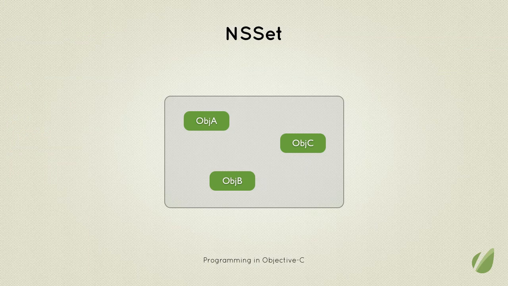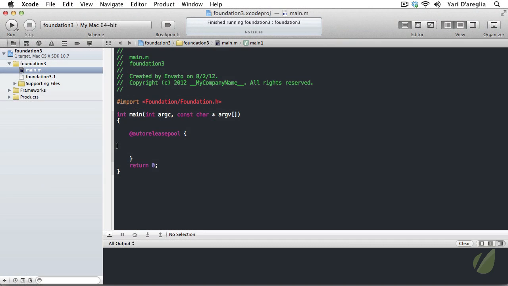The last collection is the NSSet. This collection stores unordered and distinct objects. The mutable version has set capabilities like union and intersection between sets. Let's see how to use this collection. First, we can initialize the object starting from an array or from a list of objects defined inline.